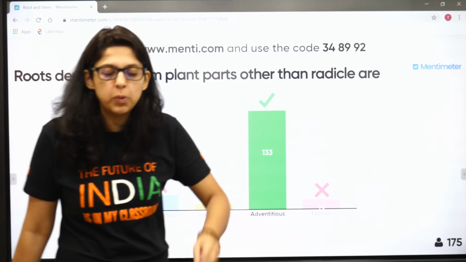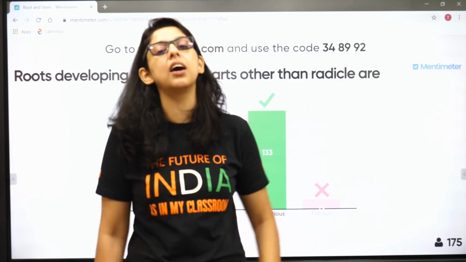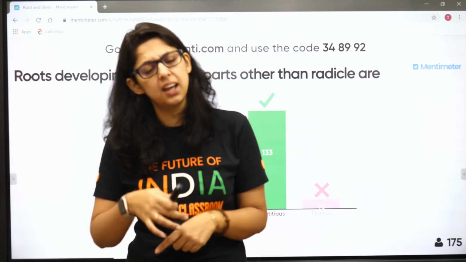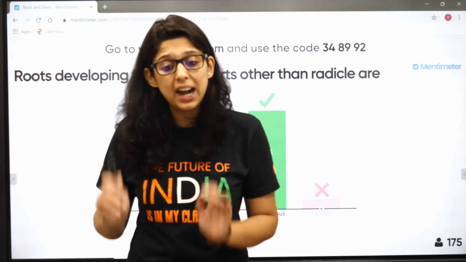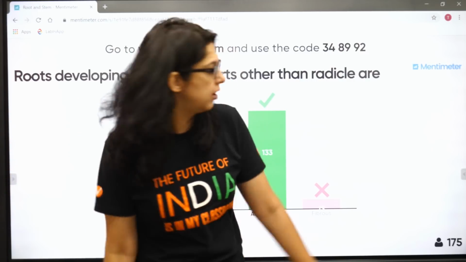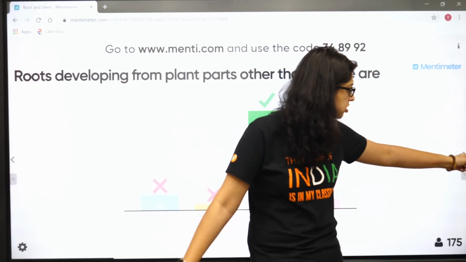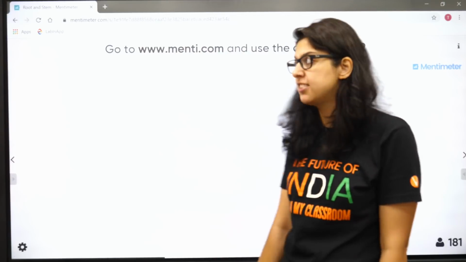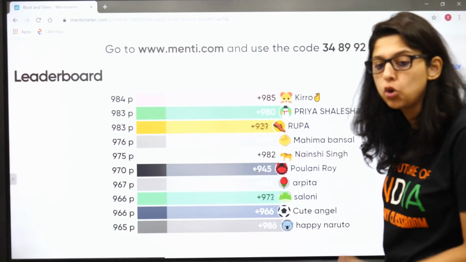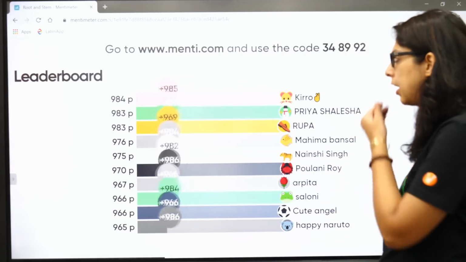Adventitious root is the root which comes from any part other than the radicle. Root can come from a node, from a leaf, from anywhere except the radicle. Prop roots, you've seen the banyan tree, Ficus bengalensis, prop roots. So these are all adventitious roots, stilt roots, prop roots. I'll show you amazing photographs of all of them.